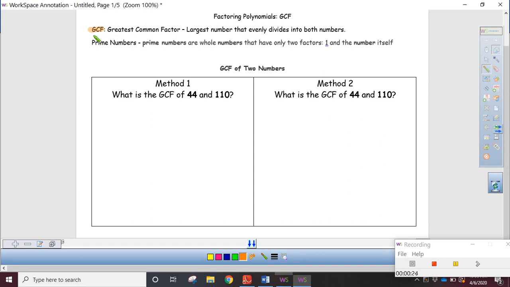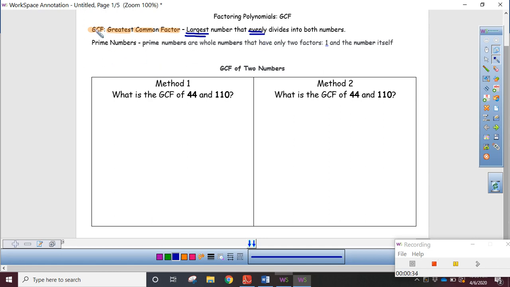A GCF is your greatest common factor. What that means is that it's the largest number that evenly divides into both numbers. And evenly here, you want to make sure that it's giving you a whole number.